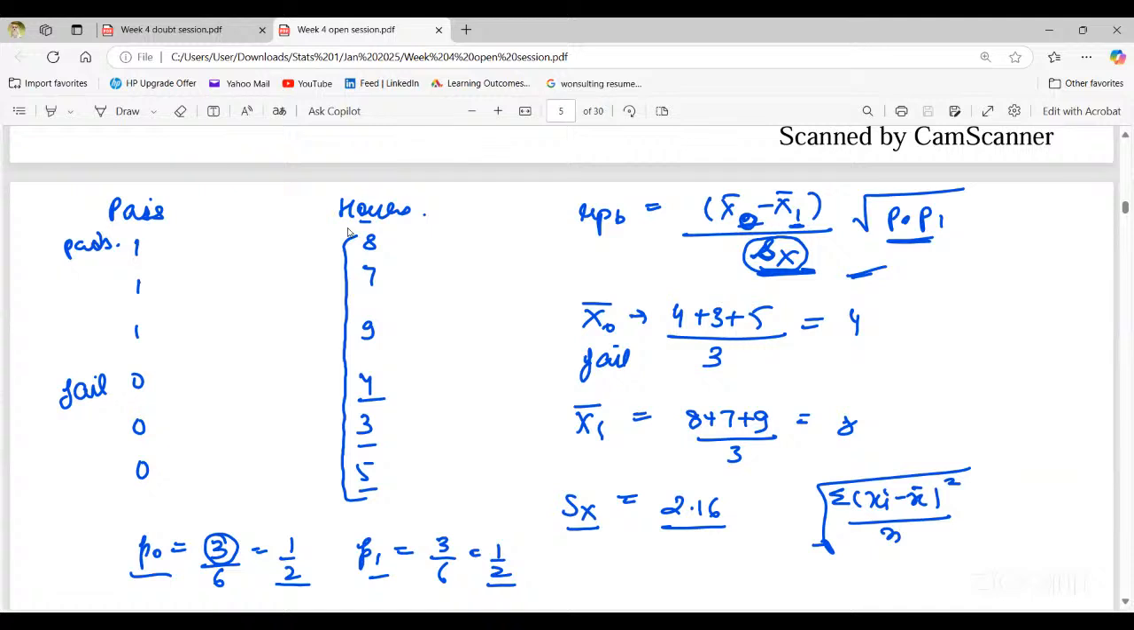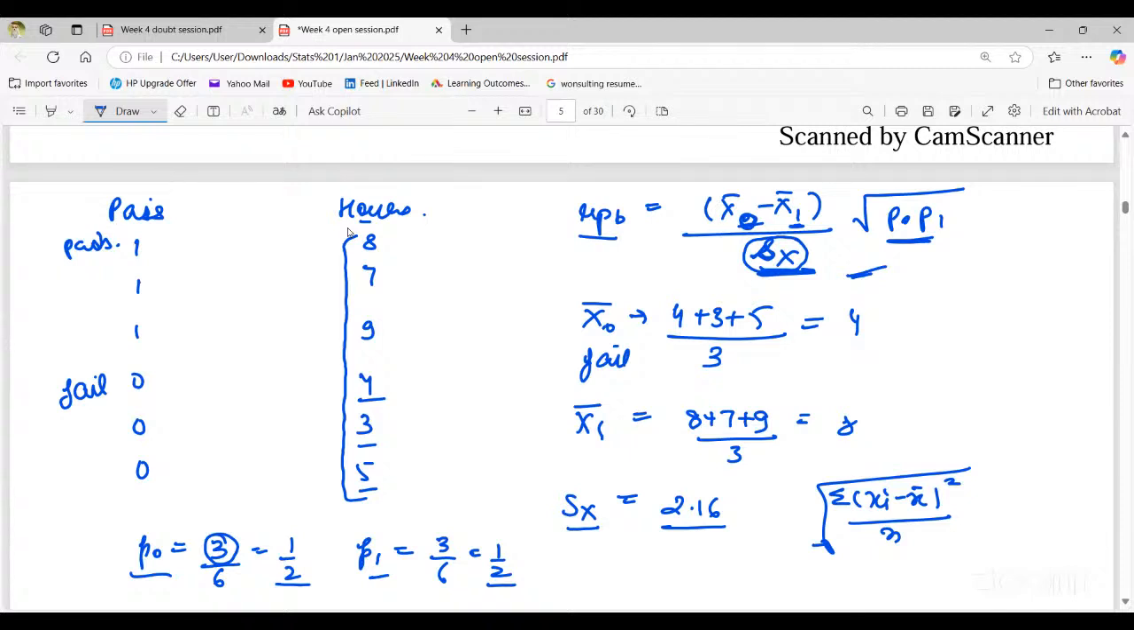Now, point biserial is basically for what? It is for calculating the correlation between one categorical and one numerical variable. It is represented by r_pb. The formula is x bar naught minus x bar 1, divided by the standard deviation of x, into the square root of p naught into p1.